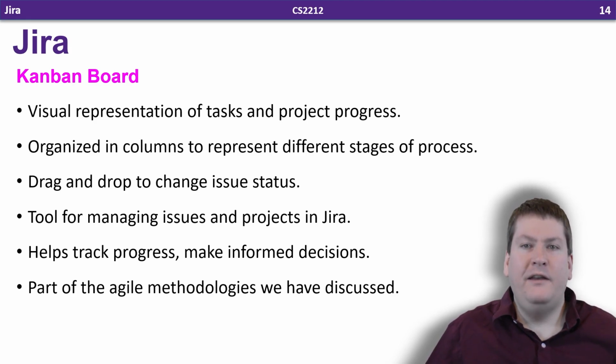Additionally, you can add swim lanes to your Kanban board to organize your issues by project, assignee, priority, or any other criteria. This helps you see the big picture of your work and quickly identify any bottlenecks in your process. The Kanban board is an essential tool for managing your issues and projects in Jira. By using this powerful visualization tool, you can easily track the progress of your work and make better informed decisions about what needs to be done next. So now let's take a look at the Kanban board interface.